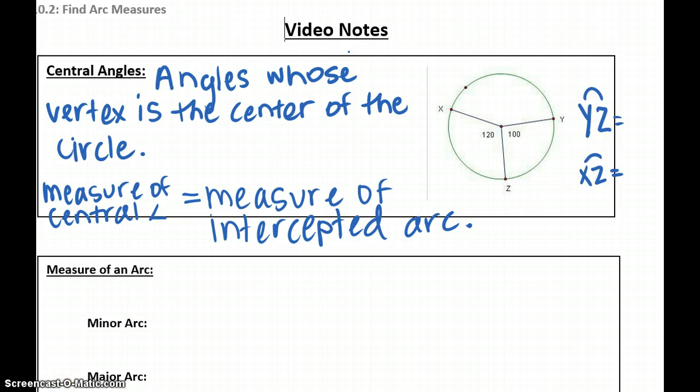For example, if you look over at the picture, at the angle that is 100 degrees, it is intercepting arc YZ. Since the angle intercepting this arc is 100 degrees, the arc YZ would also be 100 degrees. If you look at XZ, the arc XZ is being intercepted by an angle that is 120 degrees. So arc XZ is 120 degrees.